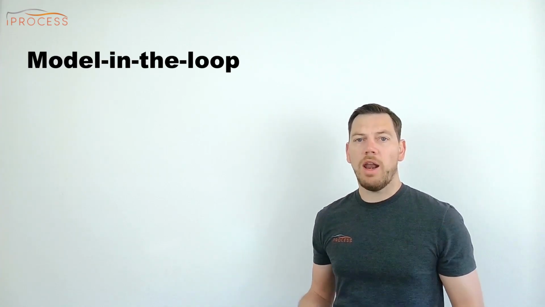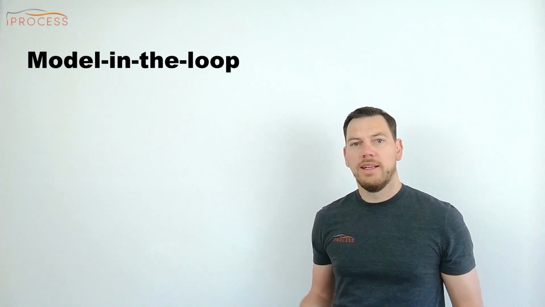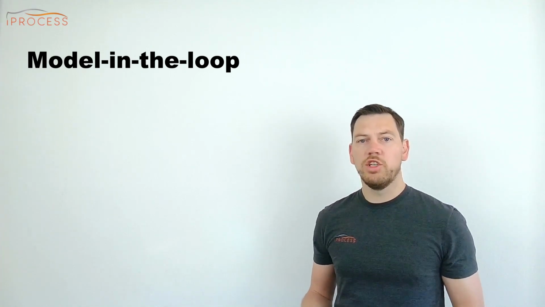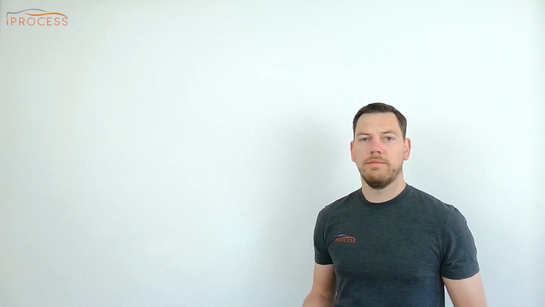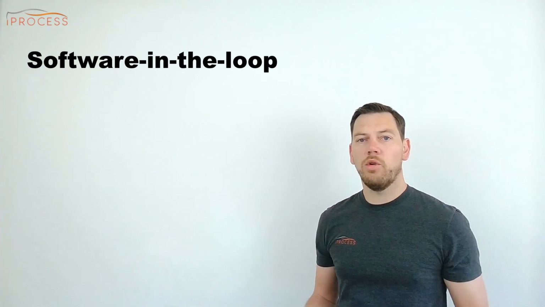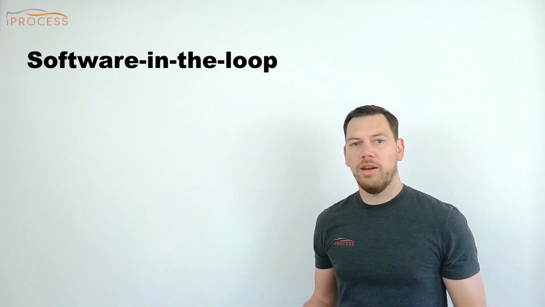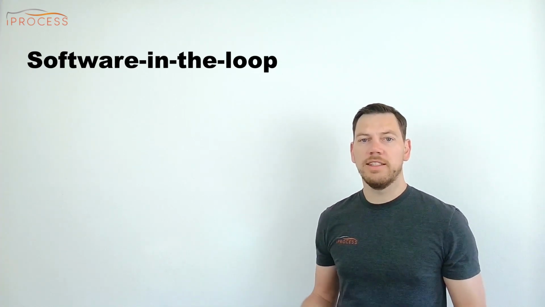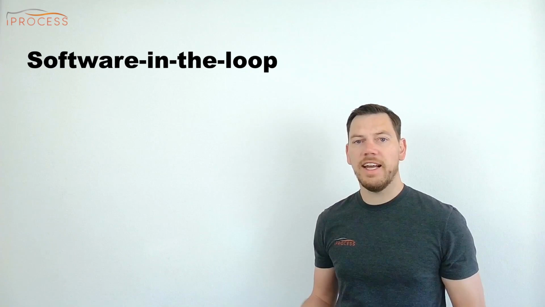Okay, let's check them out one by one. Model in the loop is performed in the development on the model level, as the name suggests. The system environment and the software itself exist in a model only, and the system and the environment are usually simplified on this level. Software in the loop testing is performed on generated code and therefore a step after the model in the loop. Software in the loop is still executed in a completely simulated system and usually runs in a PC-like environment.